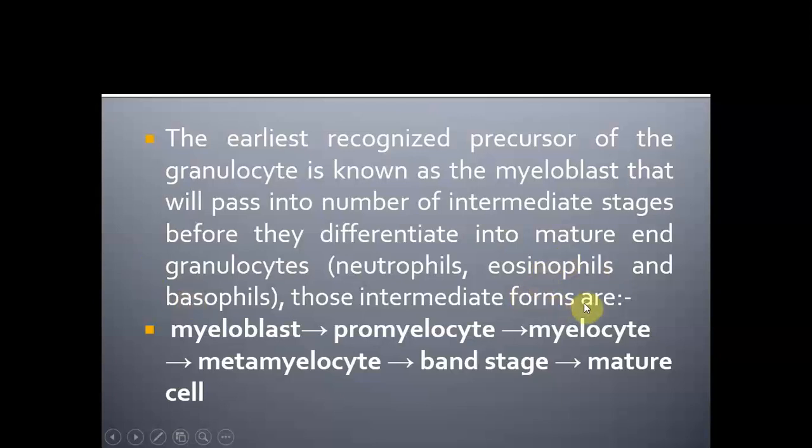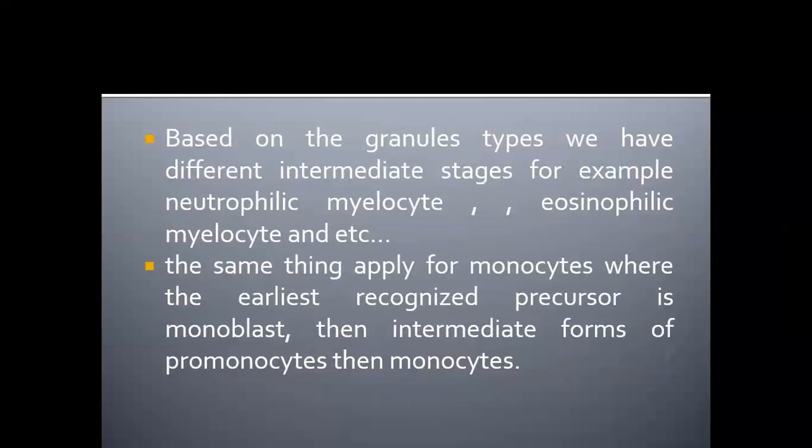The intermediate forms, it is important that we know their names. Why? Because they come to appear from the bone marrow in the peripheral blood in many diseases, and knowing their names will help us in diagnosing certain types of white blood cell disorders in the blood. So, the myeloblast will pass into different sequential intermediate forms, which are what? The promyelocyte, then the myelocyte, then the metamyelocyte, the band stage, and finally the mature cells. And we will see how their shapes look.